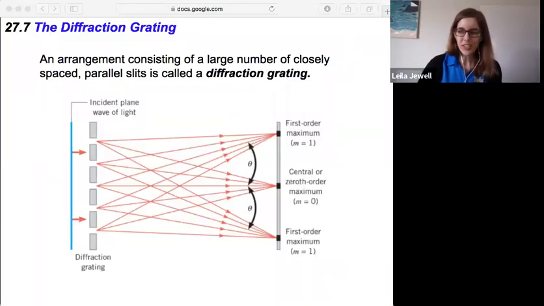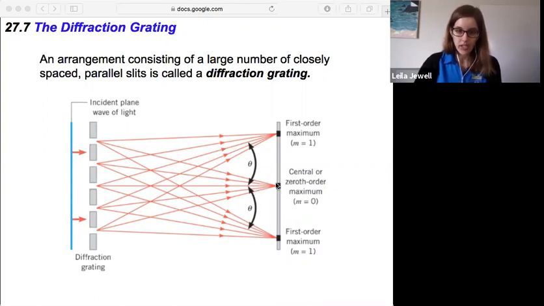Section 27.7 is looking at the diffraction grating. So this is yet another application of diffraction. This is a special arrangement where we don't just have one opening, like our single slit diffraction, but we have a large number of closely spaced parallel slits. Notice instead of just having one, we now have, this is shown with 5, and they're very close together. They're all parallel to each other. It's known as the diffraction grating.